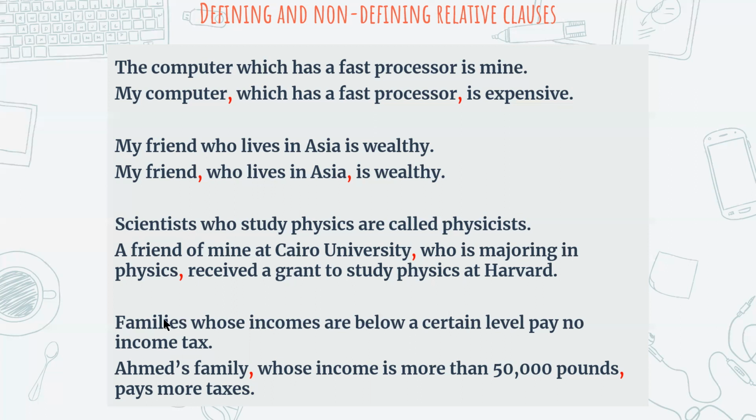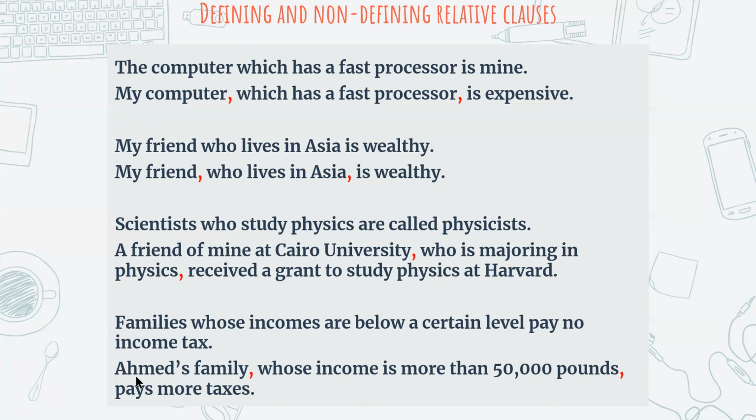This is like an adjective to the word families. I'm not talking about all families. No, I'm talking about a certain group of families. Those whose incomes are below a certain level. Okay, they pay no income taxes. So whose is a relative pronoun and it introduces the defining relative clause.